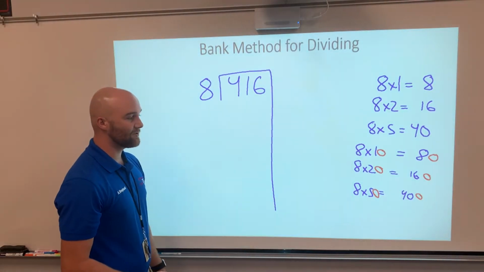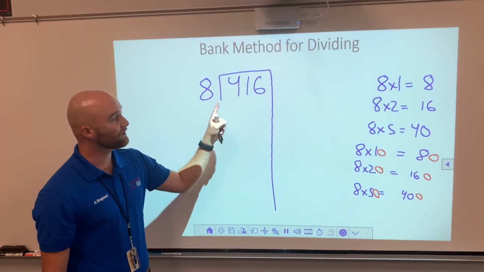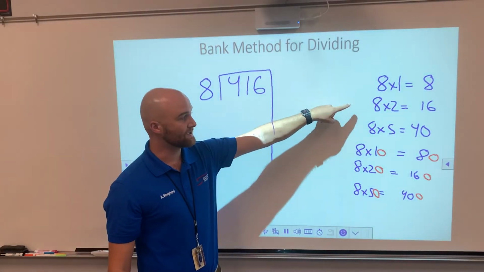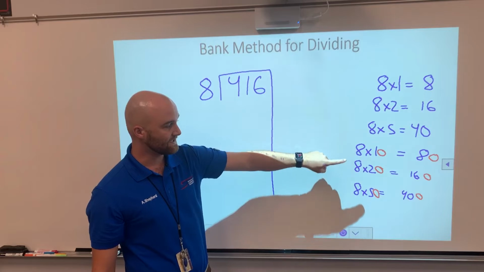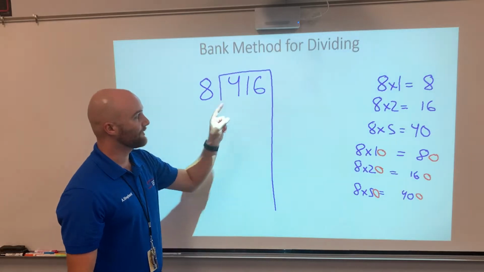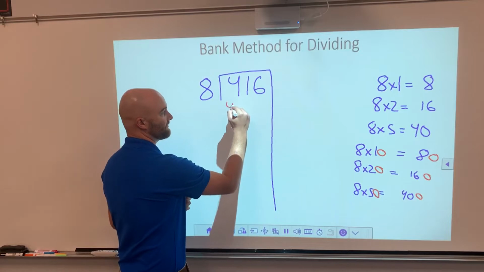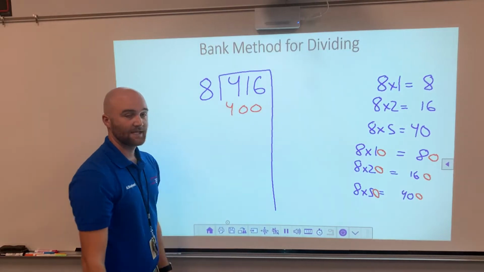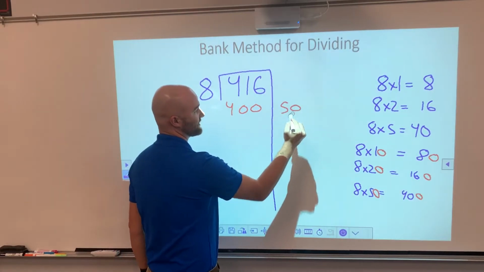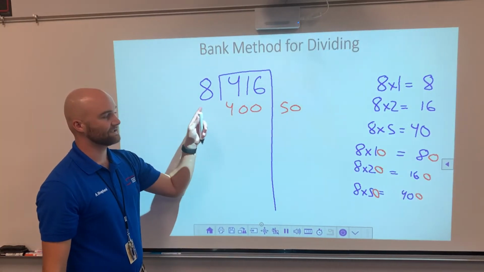All we're going to do is we're going to say, okay, what's the biggest one of these numbers from our bank that we can put into 416 without going over? Well, I can put in an 8, I can put in a 16, I can put in a 40, an 80, a 160, a 400. I can even fit this biggest one, the 400, in there without going over. So what I'm going to do is I'm going to write right underneath the 416, 400. And I got that by doing 8 times 50. So I'm going to write 50 over here on the other side of this line. I said 50 sets of 8 is 400.